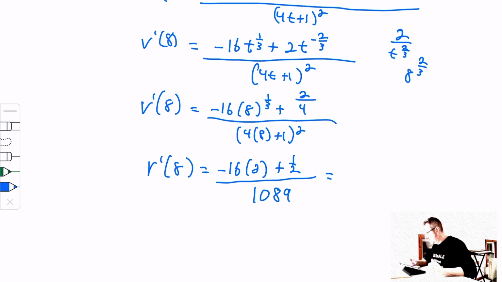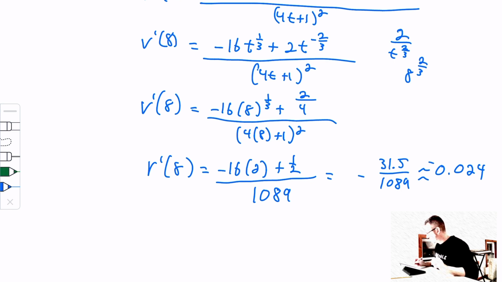So there you go. Now up top I'm going to have negative 32 plus 1/2, which would be negative 31.5, divided by 1,089, which in decimal form is 0.024, something like that. But it's negative. That's a negative number, meaning our slope is negative, meaning the balloon is actually being deflated at precisely 8 seconds, 8 minutes, whatever it was. Alrighty, so there is that one.